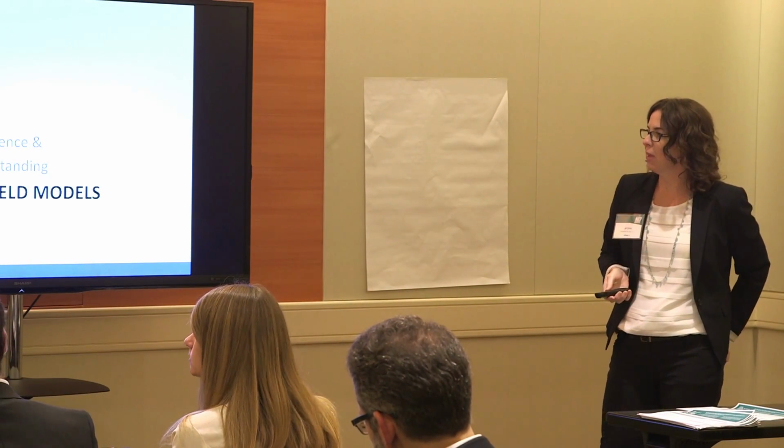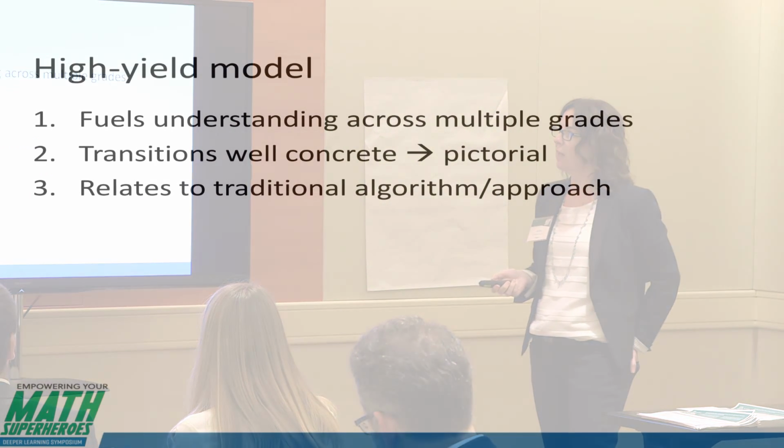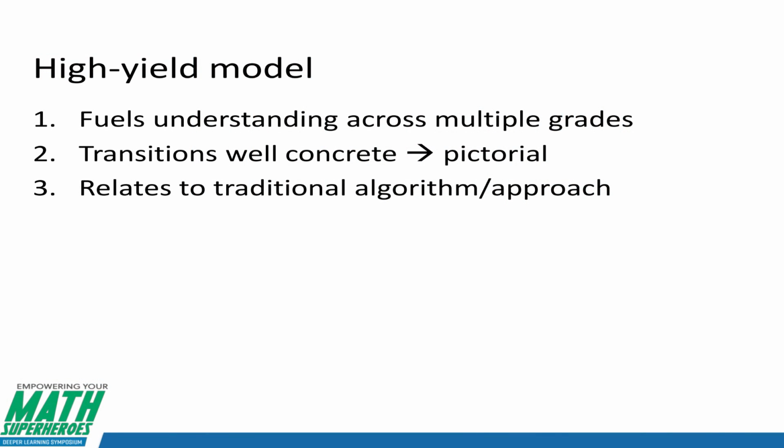What I think makes something high yield, I think the first criteria is that it would fuel understanding across multiple grade levels. Really fuel it, consistently be leveraged toward understanding, across multiple grade levels. When you're using the same model year after year after year in more and more complex mathematics, that innately builds coherence. I think also it helps if it transitions well from concrete to pictorial. And if it relates nicely to a traditional approach to solving the problem, or the traditional algorithm, or shortcuts, if you can see those connections nicely. I'm not going to feature the area model, but that's one such example, although I do have a slide later that shows the area model.